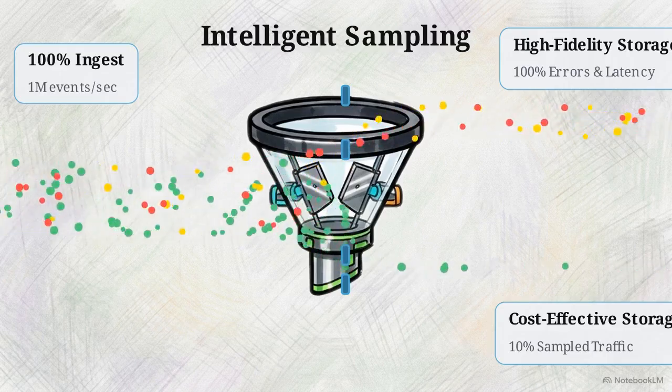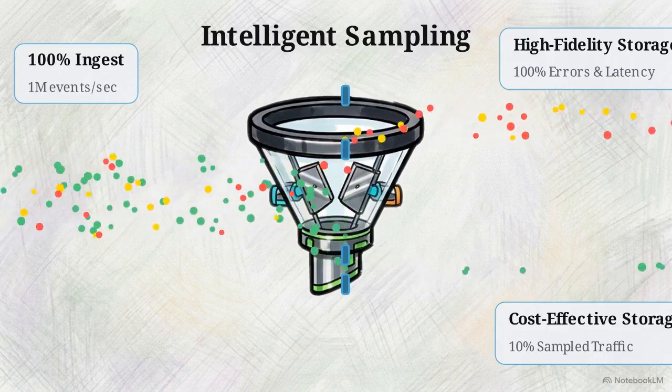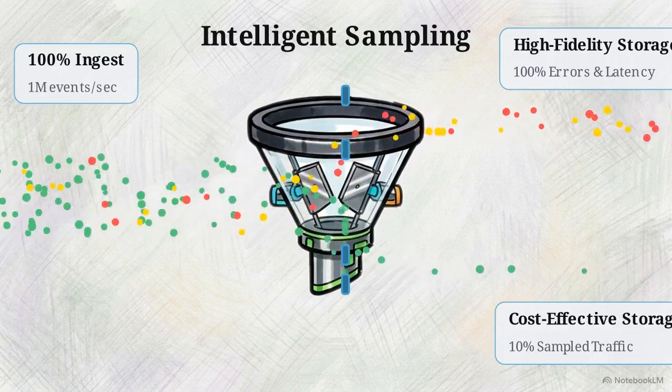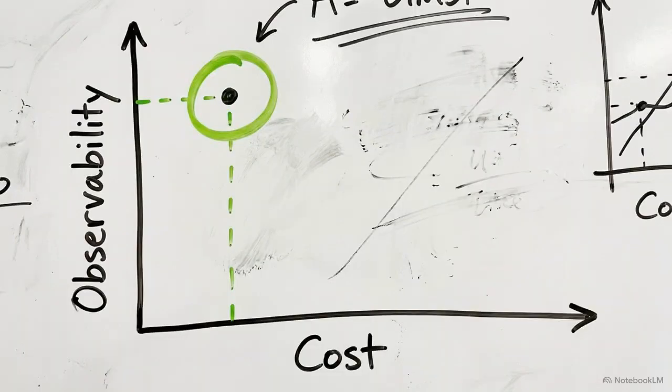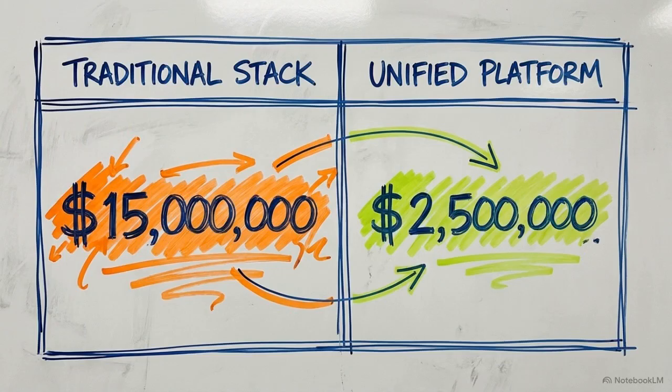Meanwhile, the normal, healthy traffic is aggressively downsampled to a fraction of its original volume. Intelligent sampling gives you the ideal engineering balance. You retain over 99% of actionable system visibility while cutting your organizational storage costs to a fraction of legacy stacks.